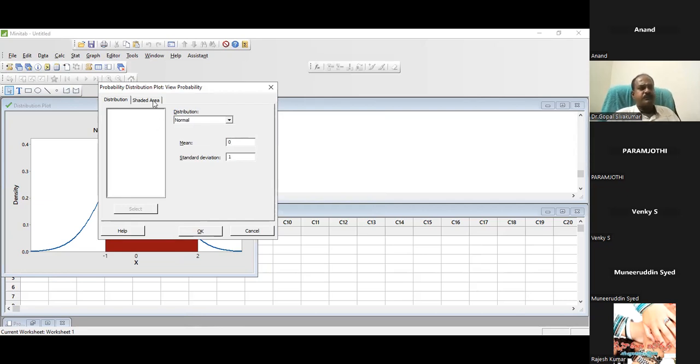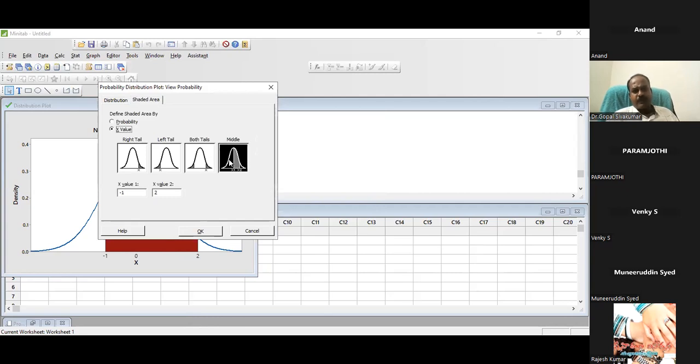Then I should go to Shaded Area. Then choose Middle, area between 2 points, and ensure you have taken the X value here. Now you type the values. Any value you type, the answer will come. Suppose a question comes, what is the area between -1.25 and +2.75? Now it is very difficult to think, isn't it?